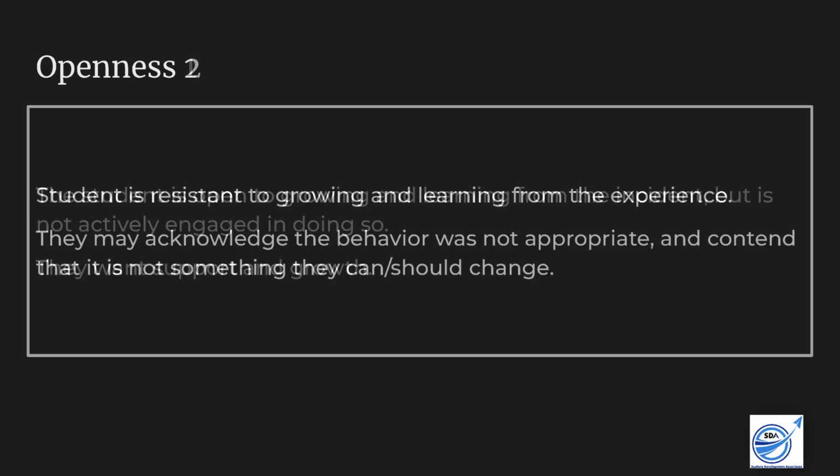With openness 2, the student is resistant to growing and learning from the experience. They may acknowledge the behavior was not appropriate and contend that it is not something they can or should change. Similar to how with attitude, they may say, this behavior was not good, but it's not my fault. With openness 2, we have students who say, yeah, that's not right, but that's who I am. I'm not changing. We're dealing with someone with a fixed mindset instead of a growth mindset, probably.